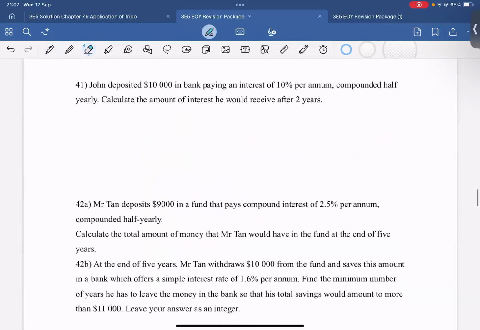Okay, next. John deposits $10,000 in a bank, interest 10% per annum, compounded half yearly. What will be the interest he receives after 2 years? So again, write down the formula first. Total amount equals to P bracket 1 plus R over 100 to the power N. So the total amount you don't know, right? Do you know the P? Yes, P is 10,000. What is the R?